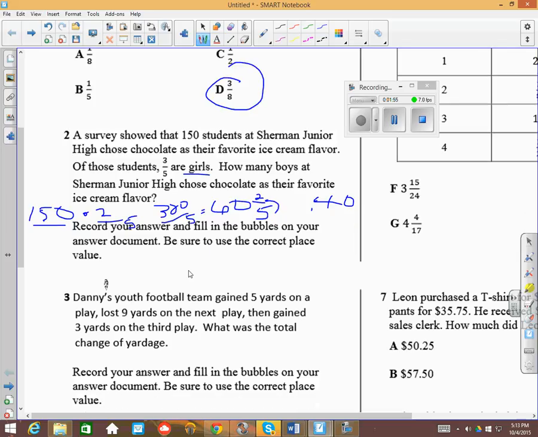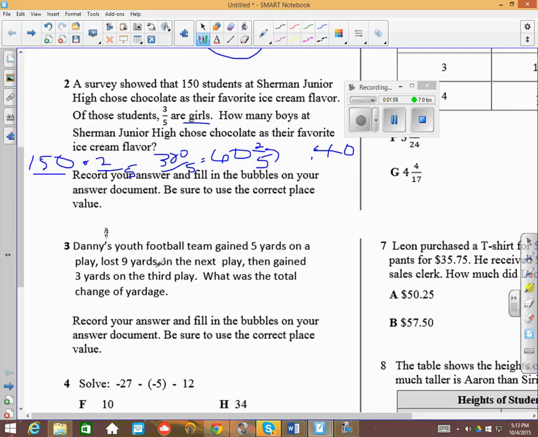Okay, number 3. Danny's youth football team gained 5 yards on the first play, so that's plus 5. Lost 9 yards on the next play, so minus 9. As I work this, I'm just going to do the operation. So that would give you a minus 4. Then on the next, they gained 3, so I put plus 3. So where are we at now? We are at negative 1.